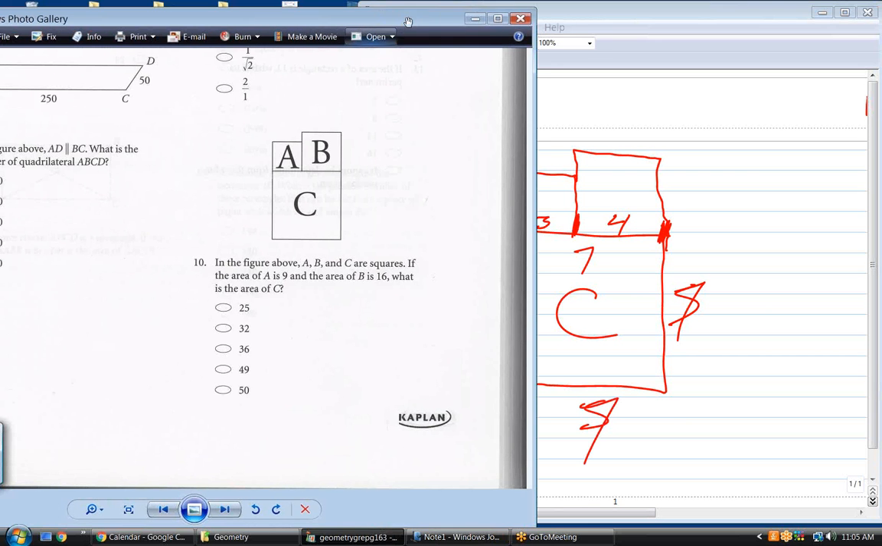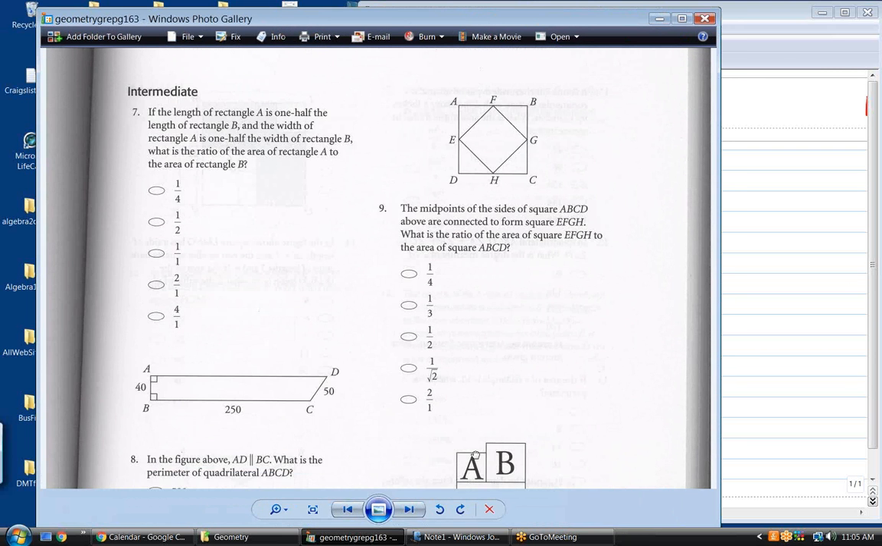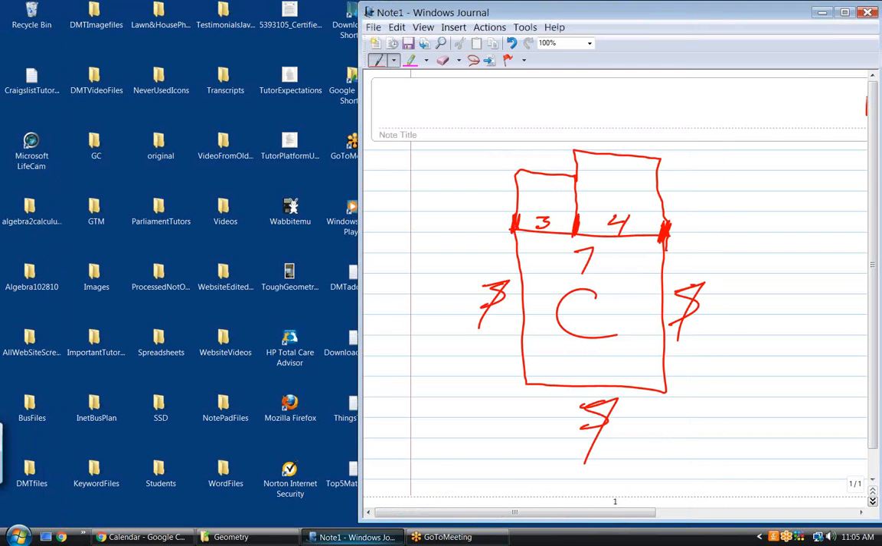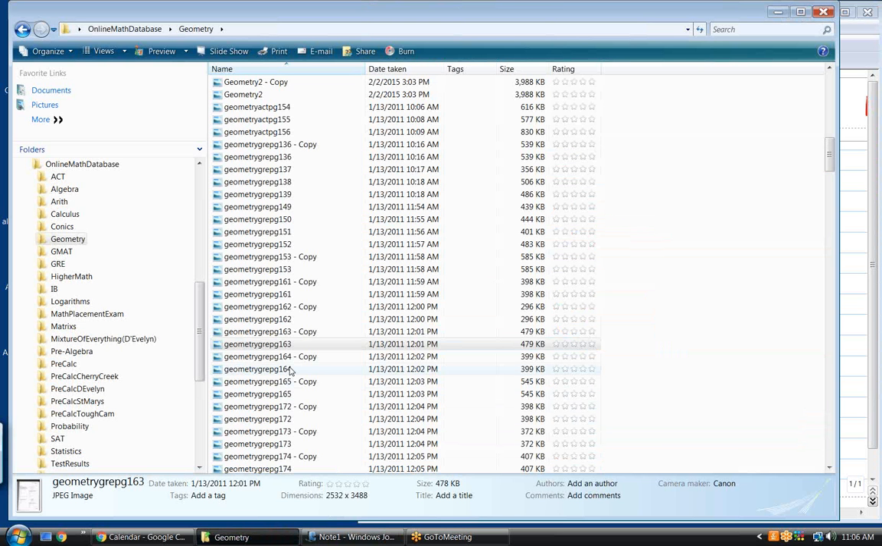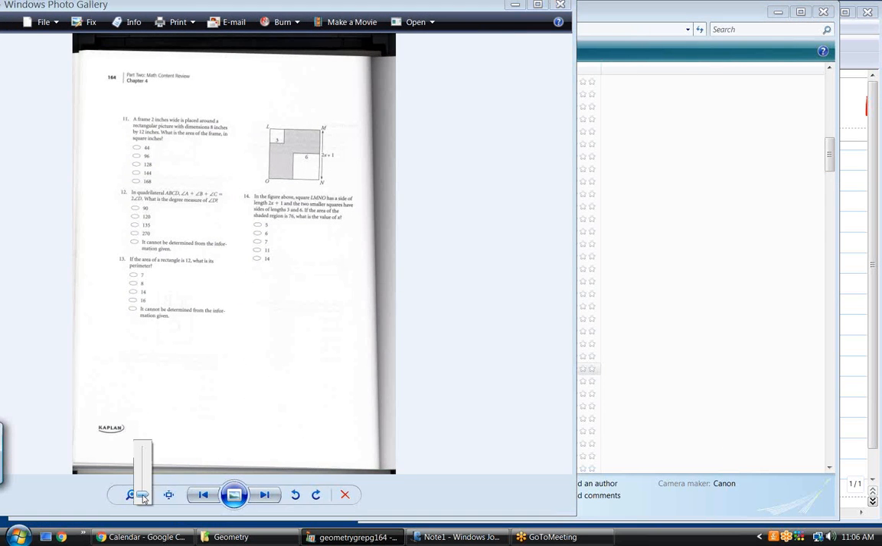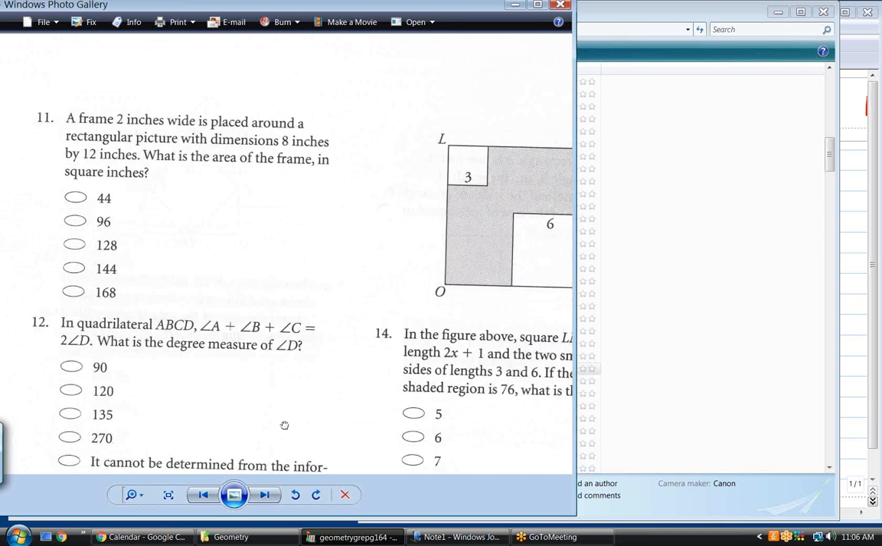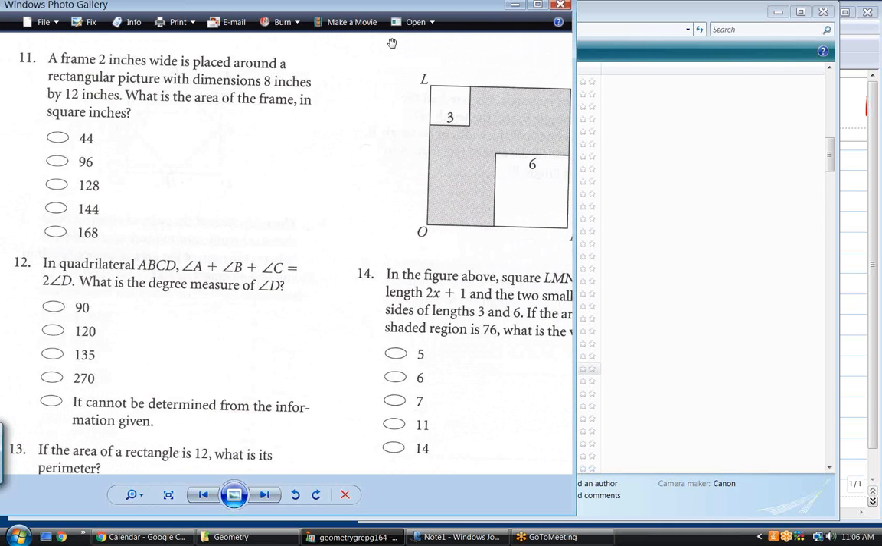So really, that was a fairly basic, simple problem. Very basic. I'm surprised that it's in this intermediate section, which it is. So we need to go to the next. 6. Okay. Yeah, this is still intermediate. And we're still on polygons, kind of.